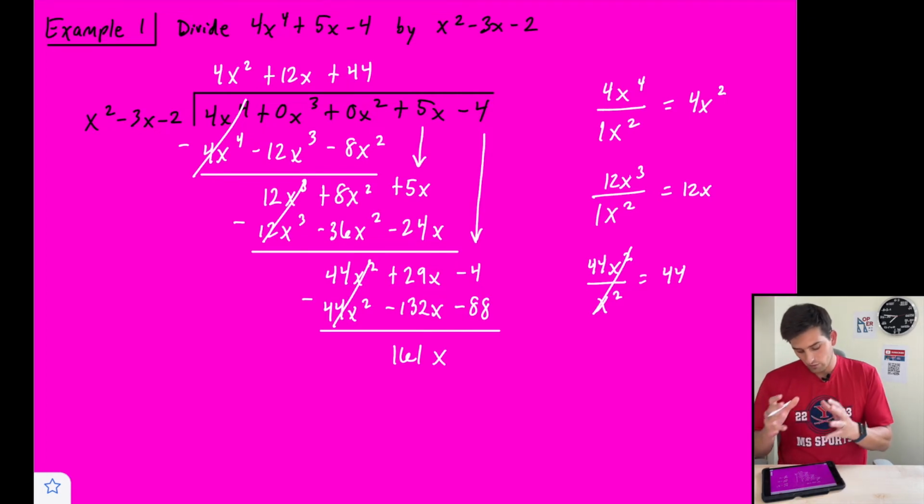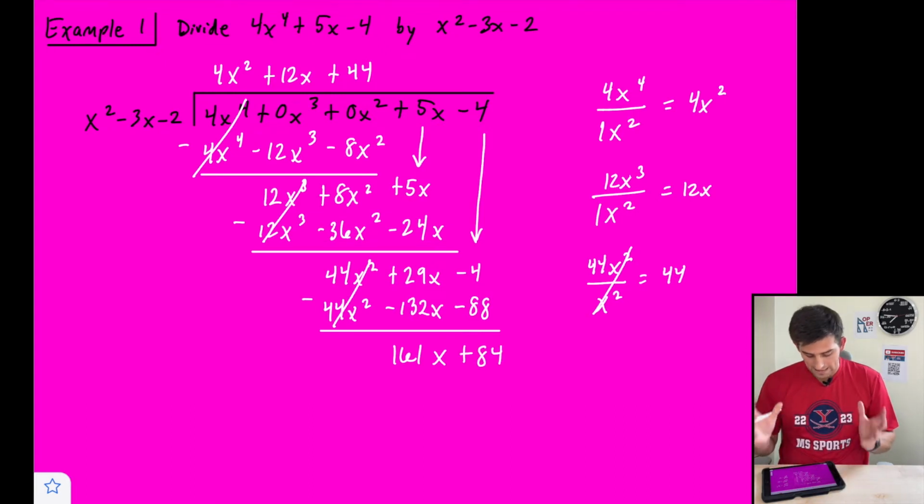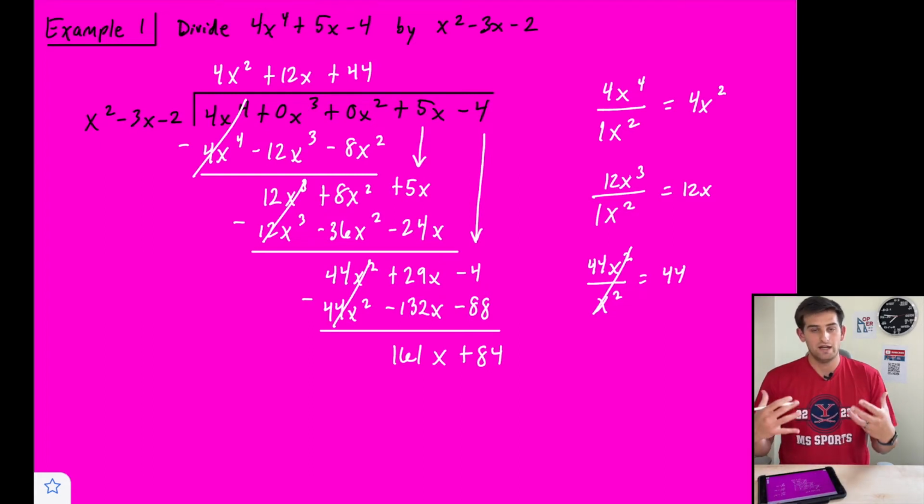And then we have negative 4 minus negative 88, or negative 4 plus 88, and we get a positive 84. Now, at this point, notice that our remainder is now a degree lower than our divisor, right? We have just an x to the first here, or a linear term. So now we are done. We are ready to write our answer.